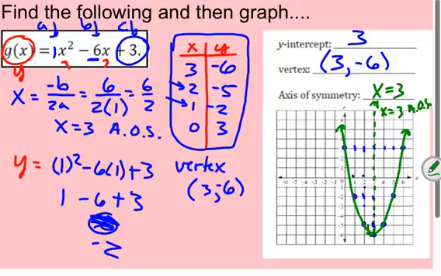A parabola. This point right here, being it opens up, is a minimum. The minimum is your vertex. In this case, it's (3, -6). So if you want to know where the minimum occurred, it occurred at x equals 3. What is your minimum? The actual distance down is -6. And that's graphing a parabola.